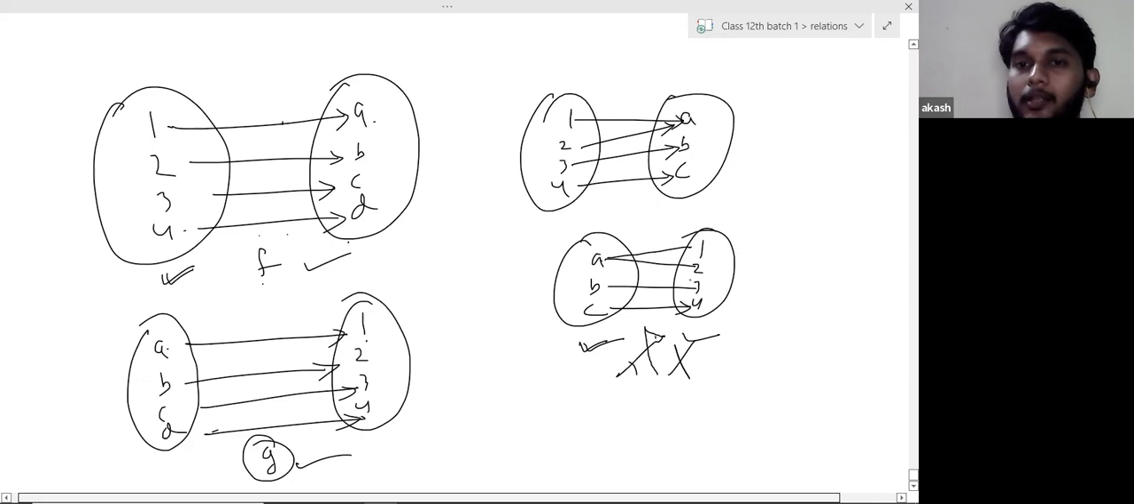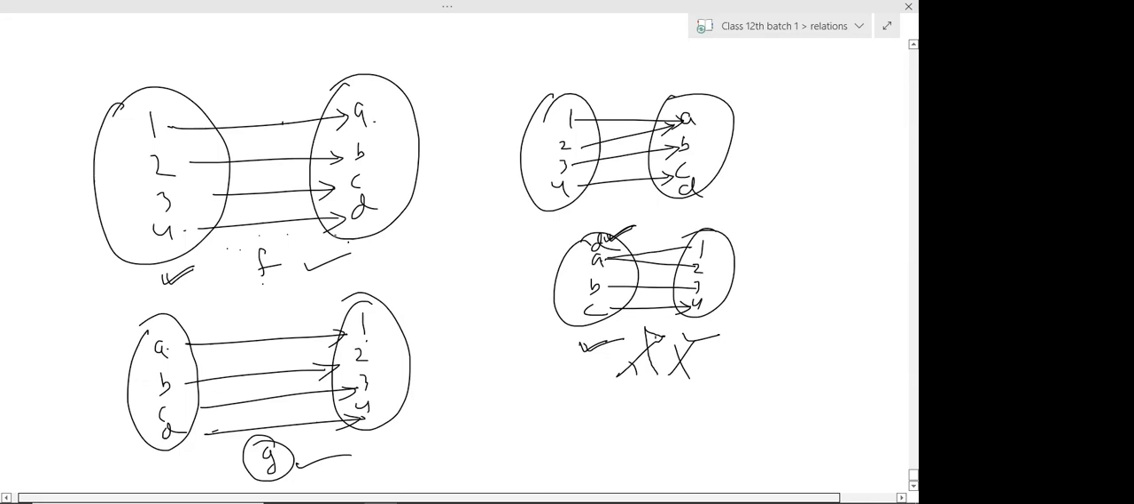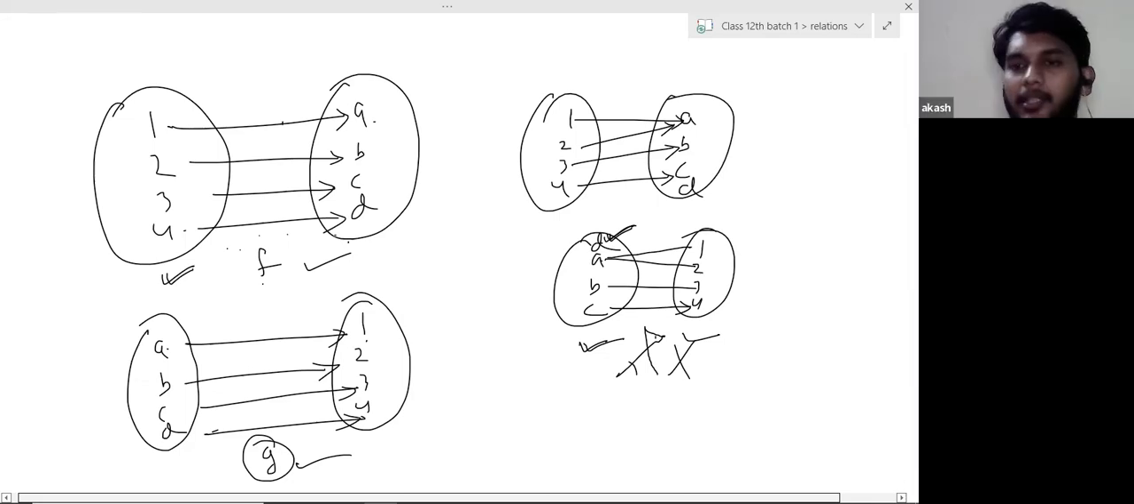Why onto? Suppose there is one element left. That means when it is inversed, this son has no father, and that is also wrong. That is why for a function and its inverse to exist, the function must be a bijection. Is it clear now? Yes, sir. So you can look at the definition; the same thing is explained. All right. I hope it is clear.